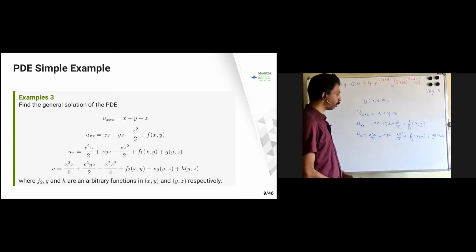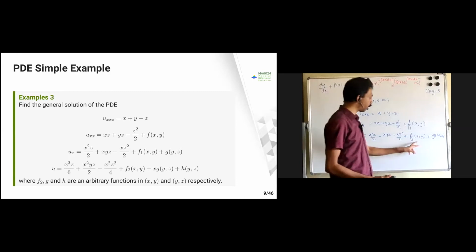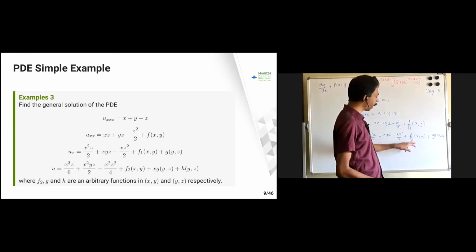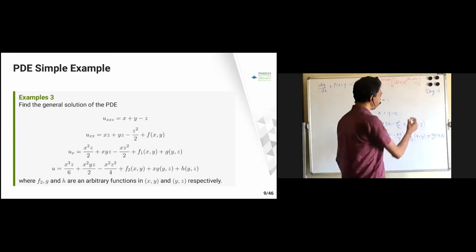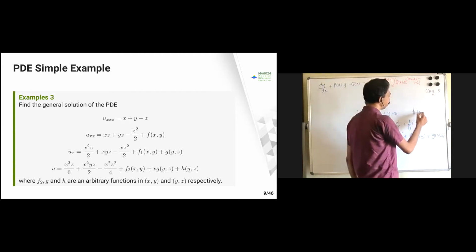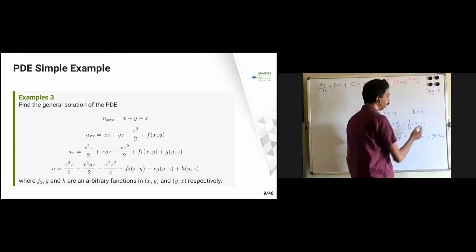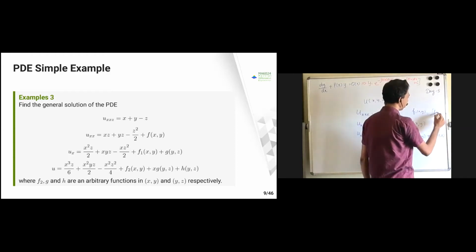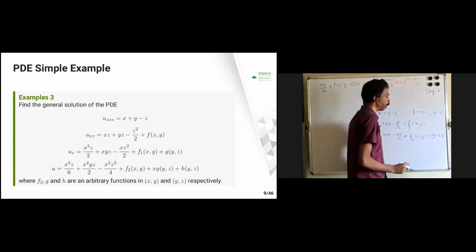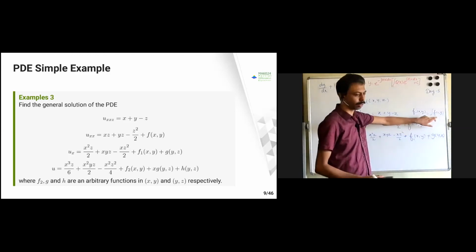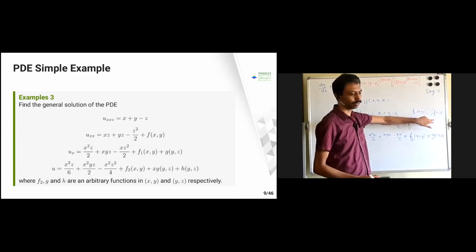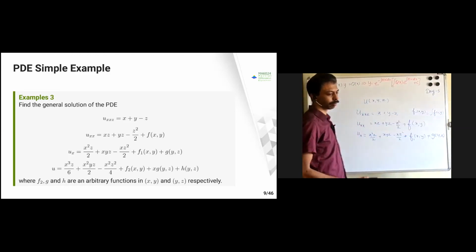Now if I differentiate that, what will happen? This f1 of xy will come here, because f1 of xy and f of xy are related. I can write f1 of xy as the integral of f of x, y, because f of x, y is some function that is going to be there.